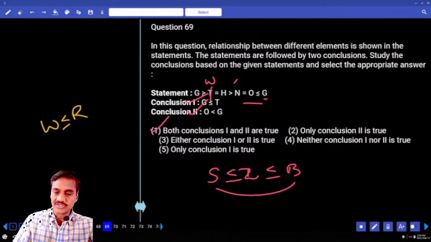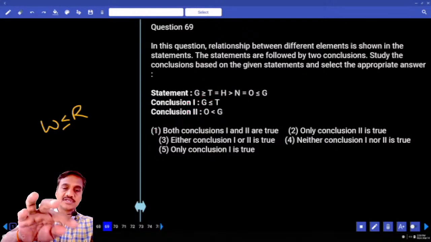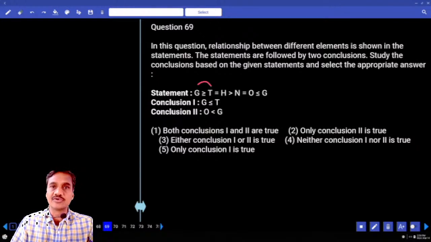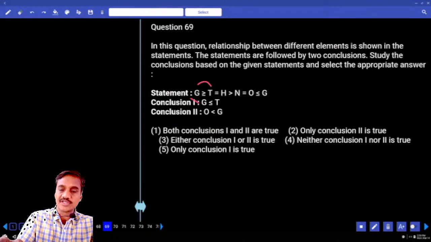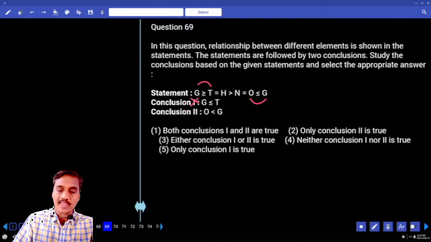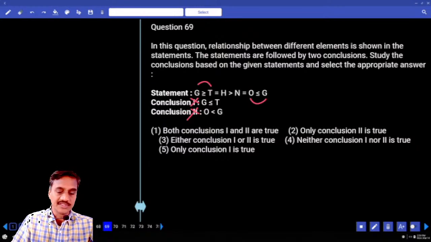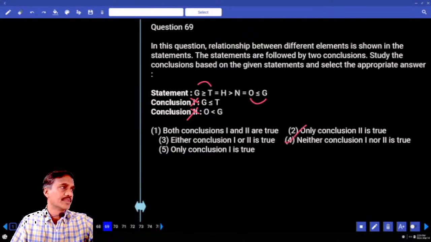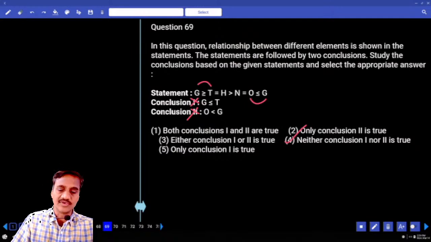Then the 69th one. In this 69, the relation between G and T. In the statement between G and T, G greater than or equals to T is definitely true. Lesser than or equals to T is false. Then the relation between O and G. Here O lesser than or equals to G is true. But in the second one, O always lesser than G is false. Hence neither 1 nor 2. What is your answer here? Neither 1 nor 2, choice 4. Clear now? For 67 to 69, choice 4 is the answer, neither.